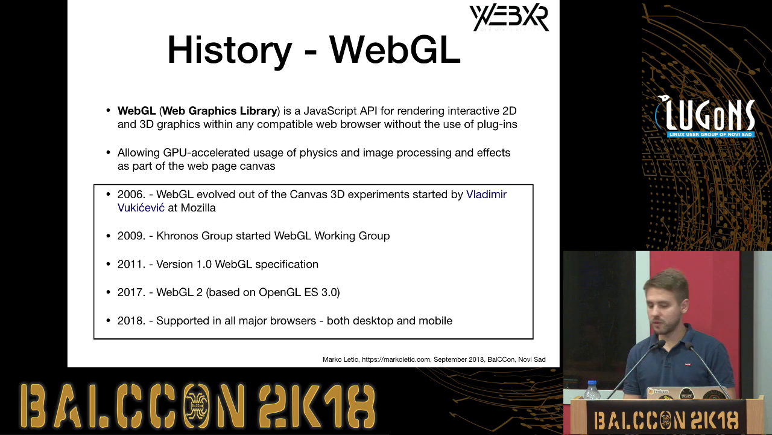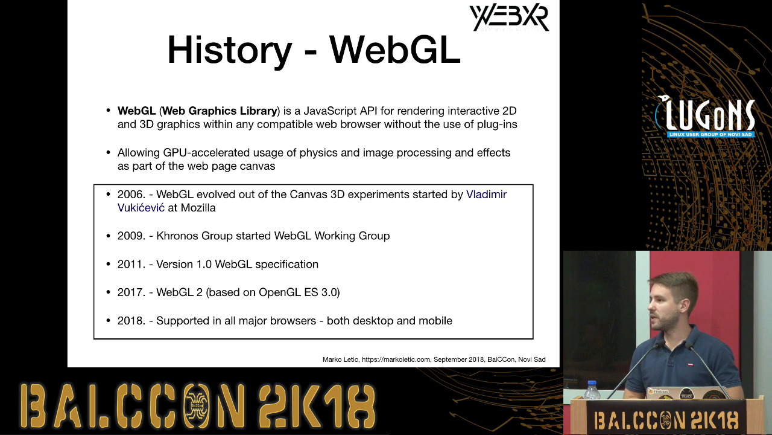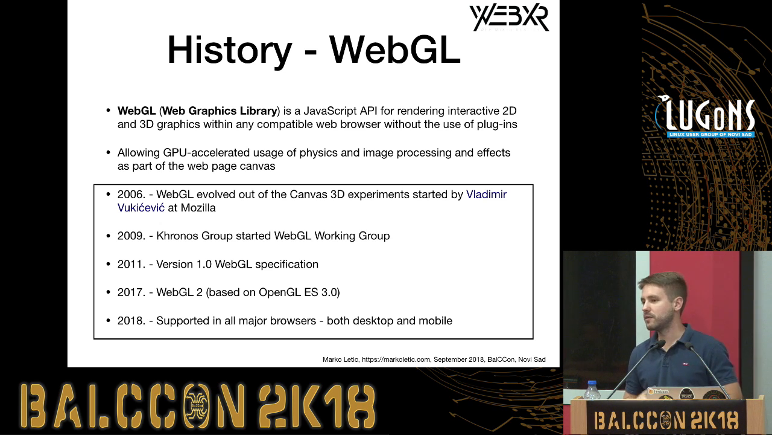Some short history facts, which I think are relevant because we're in Serbia. WebGL evolved out of the Canvas 3D project by Vladimir Vukicevic from Mozilla. So basically a Serbian is responsible for this. Later on, the Khronos Group started working on it, and in 2011 we have the first version of WebGL, the first specification, and after that things started to speed up. The developer community became bigger, and we saw different solutions and different test projects. In 2017 we have WebGL 2, which is based on OpenGL ES 3. Right now it's supported in all major browsers, both mobile and desktop.